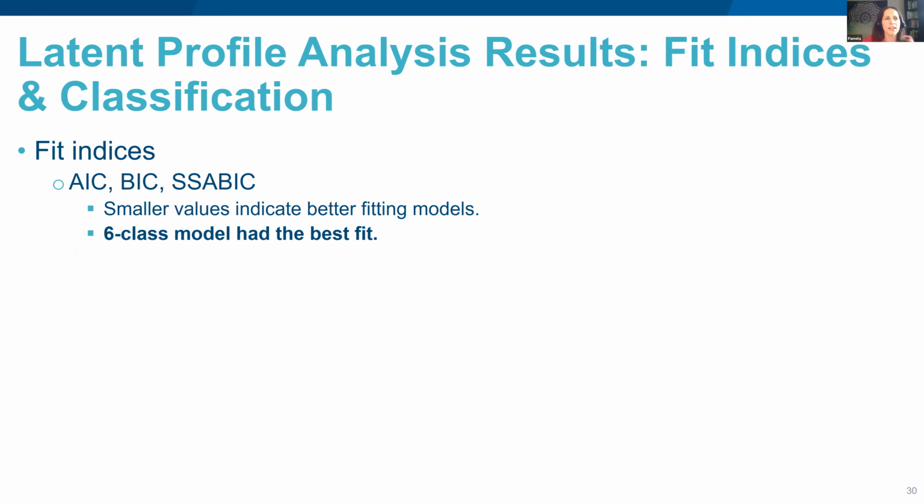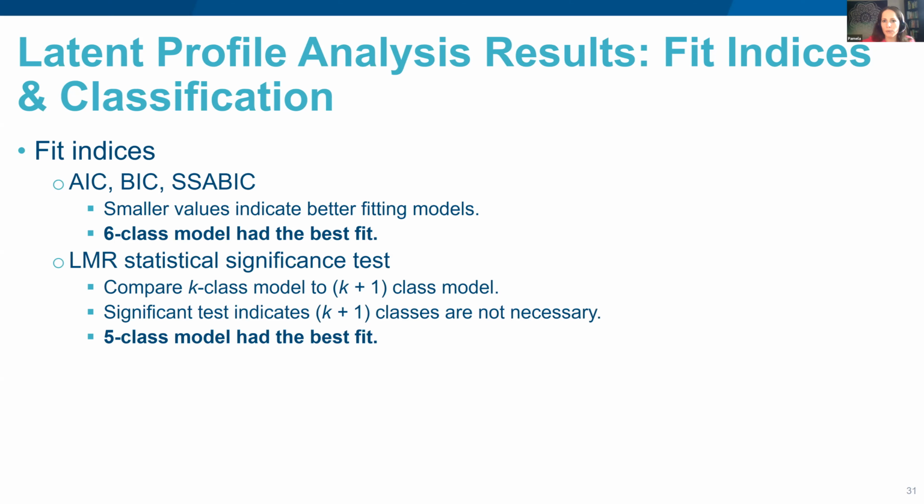So let me just touch on each of these a little bit more. With our data, we looked at 3 fit indices: the AIC, the BIC, and the sample size adjusted BIC. With all of these, smaller values would indicate you have a better fitting model. These pointed to our 6 class model being the one with the best fit.